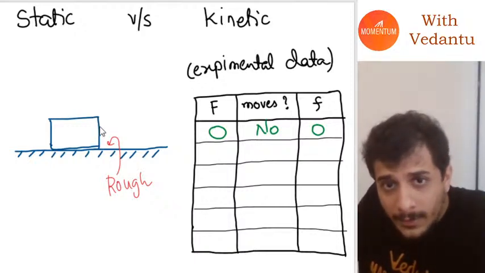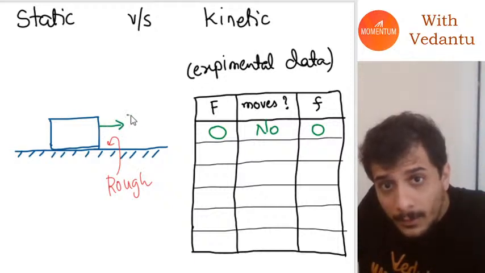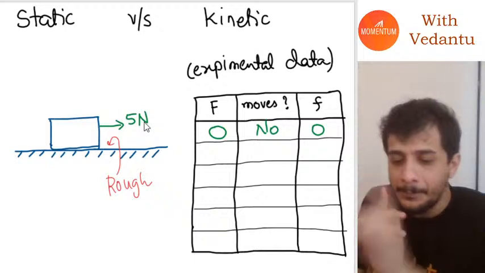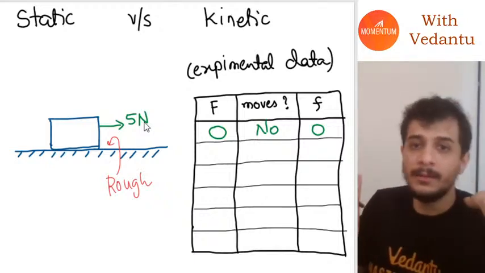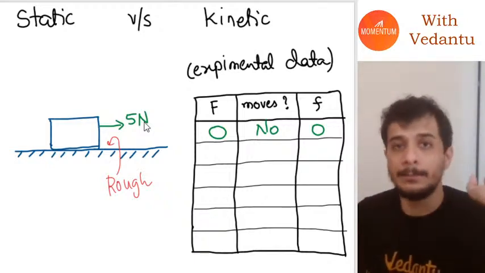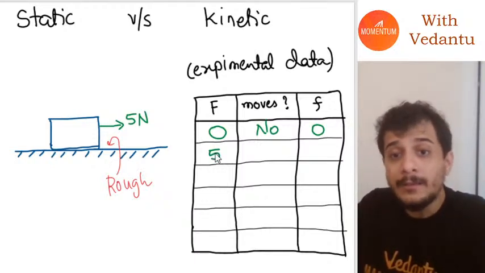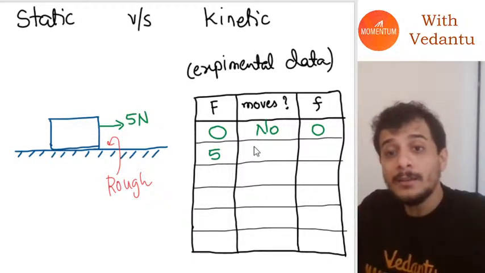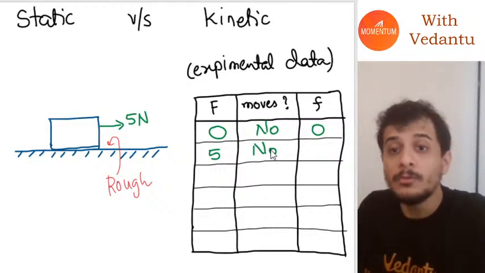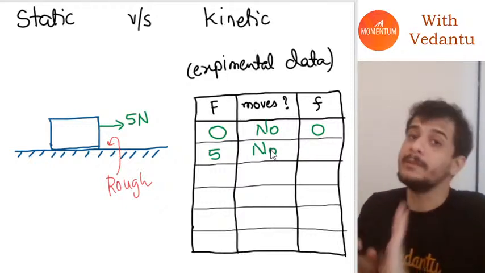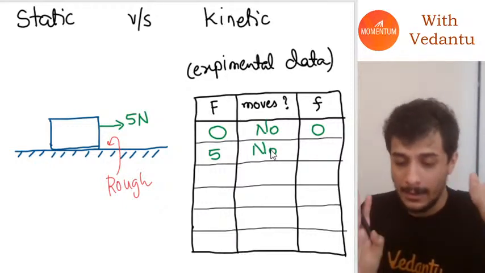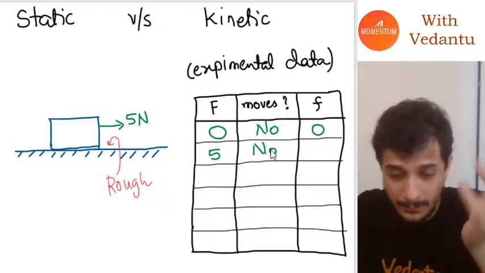Now what I do is, guys, I start applying a force of 5 Newton. And now I'm just telling you what happened in this experiment. When I applied a force of 5 Newton, I saw that the block is still not moving. This is the experiment that I saw in the lab, guys. You just have to believe me.